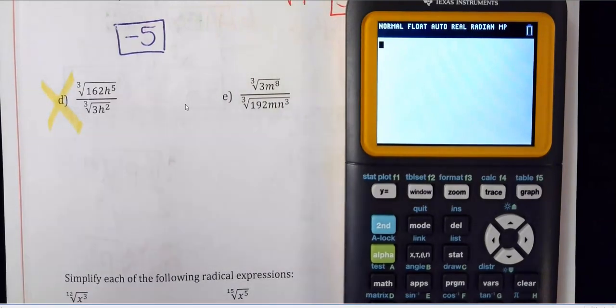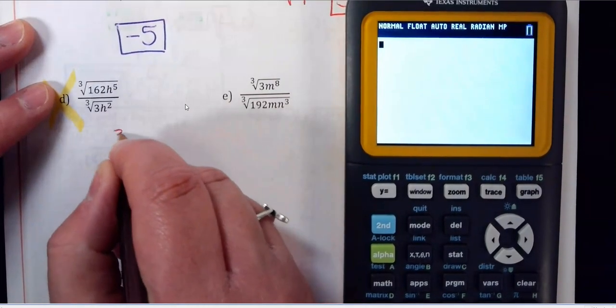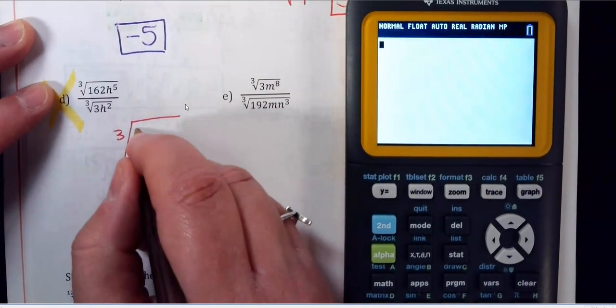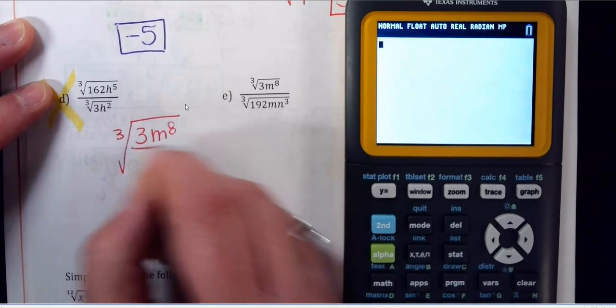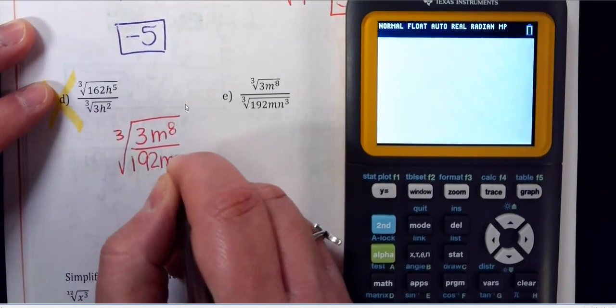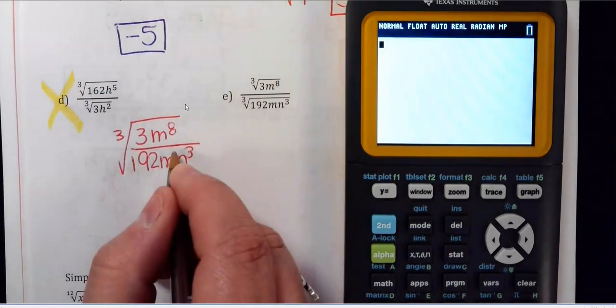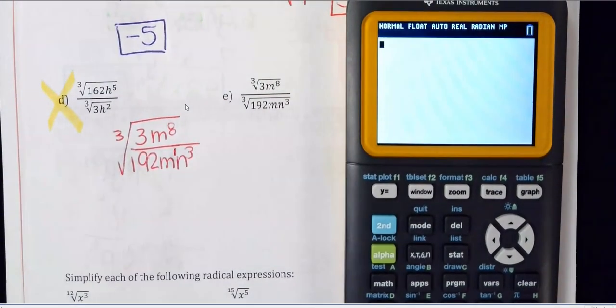So first thing I would do, and you absolutely do not have to rewrite this, but I'm just going to rewrite it real quick on my paper. I would think of this as 3m to the 8th over 192mn to the 3rd. If you have an m in the bottom of that fraction, do remember they don't typically write it in the notation, but that does have a first power. So when I simplify that, I want to think about that.